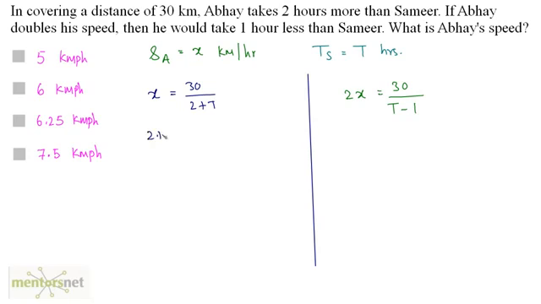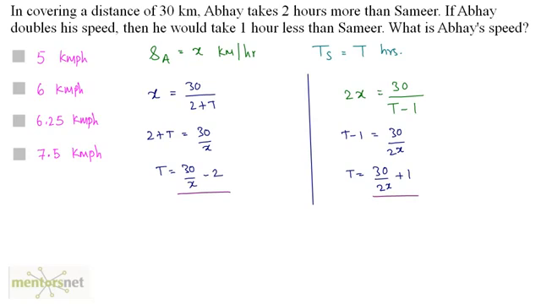Now let us modify these two equations. We have 2 plus t is equal to 30 by x, and here t minus 1 is equal to 30 by 2x. Again here t is equal to 30 by x minus 2, and here t is equal to 30 by 2x plus 1. Now we want to calculate the value of x, and we have the left hand sides as equal, so we can equate these two terms. So I can write 30 by x minus 2 is equal to 30 by 2x plus 1.